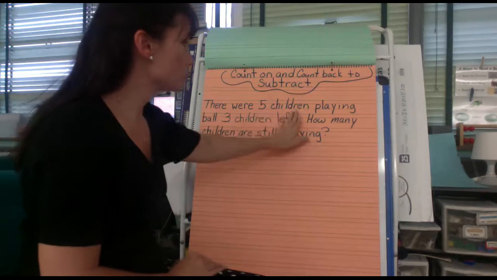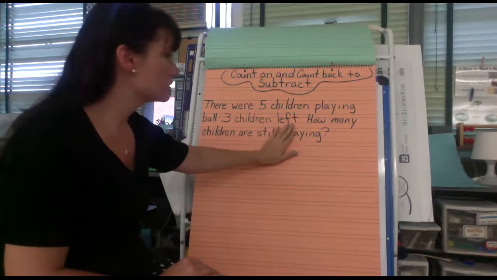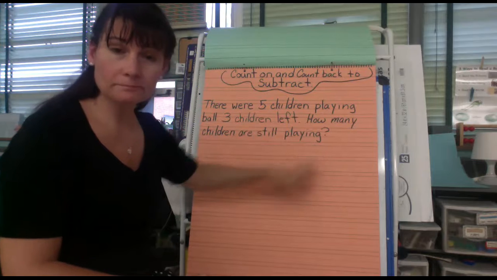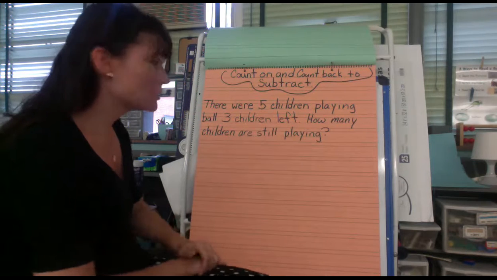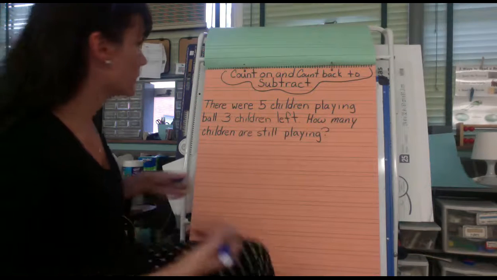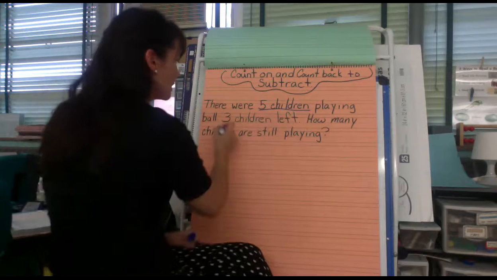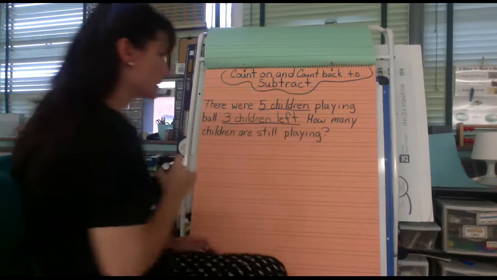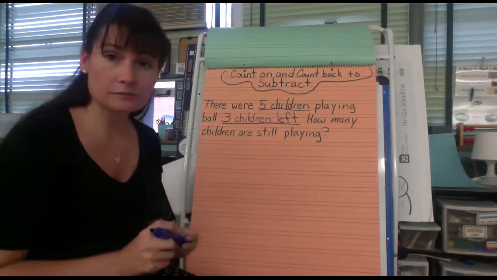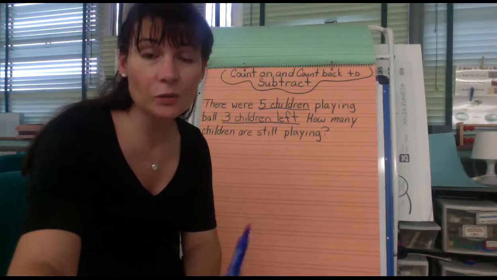There were 5 children playing ball. 3 children left. How many children are still playing at the field? What equation would you think of to go with this problem? Let's think about what we know. We know that there are 5 children playing. We know that 3 children left. And what we want to know is how many are still playing. Take some private think time, press pause, and write an equation that you think would match this problem.